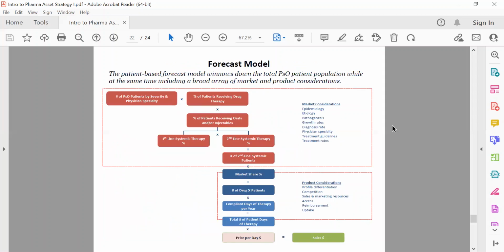Then we build out a forecast model. We won't cover forecast models here for part one, but for part two, we definitely will, where we're trying to figure out the addressable patient population, who's receiving the drugs, and then take certain sets of cuts to figure out at the very bottom what the annual cost of therapy is, and then what the sales would be, obviously, once the drug is launched.